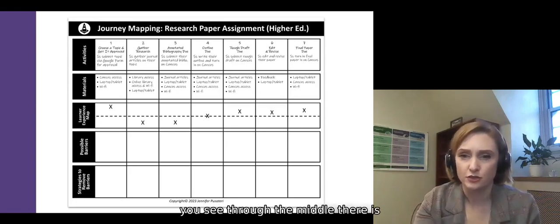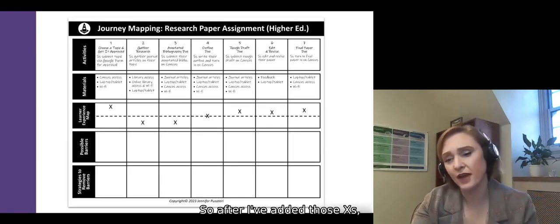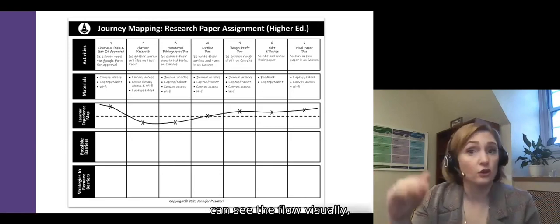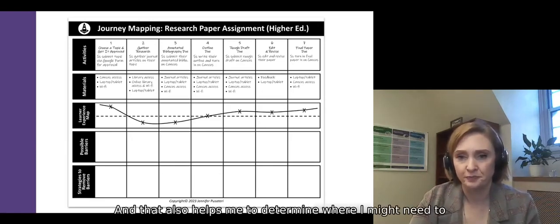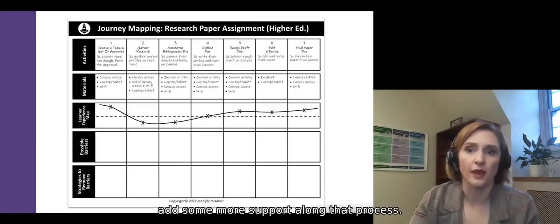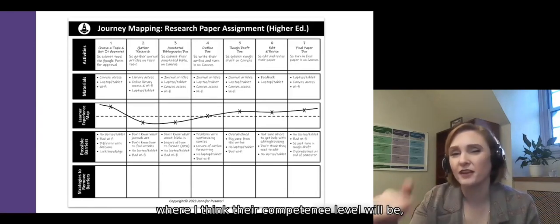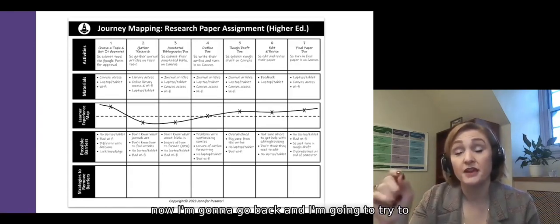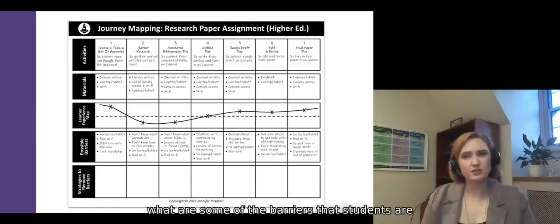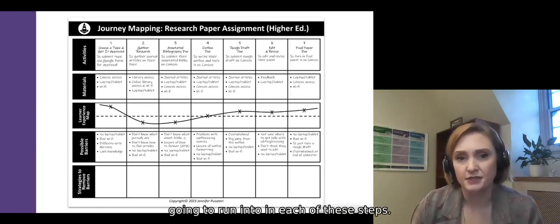And then the dotted line that you see through the middle there is just the baseline, the midpoint, right? So after I've added those X's, I usually like to go back and connect them so I can see visually the flow of the assignment. That also helps me to determine where I might need to add some more support along that process. So after I've mapped out where I think their confidence level will be, now I'm going to go back and try to predict what are some of the pitfalls, what are some of the barriers that students are going to run into in each of these steps.